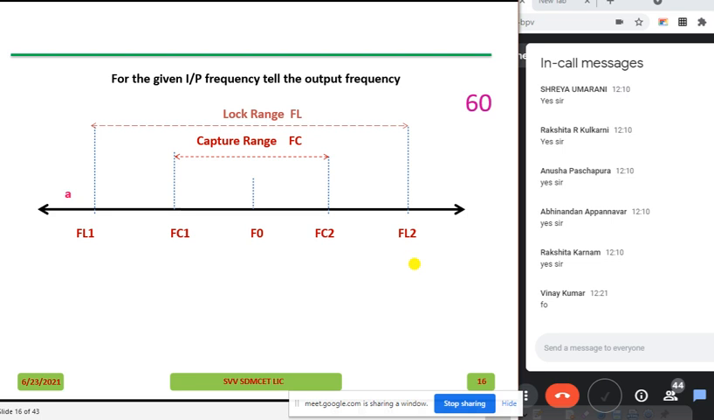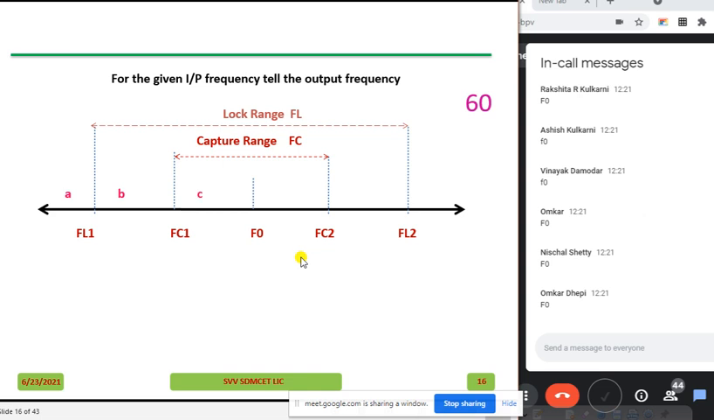Now let us consider I am giving FB. When I give FB, whether the output will be FB or F0. Very good, everybody is typing F0. F0 is correct because to get output equal to input, first I should reach either FC1 or FC2. Then only output becomes equal to input. Otherwise, no.